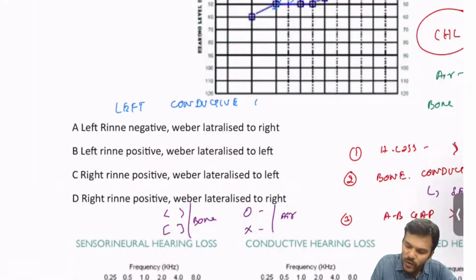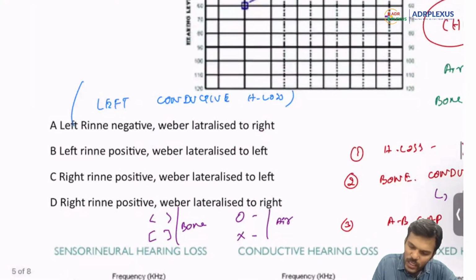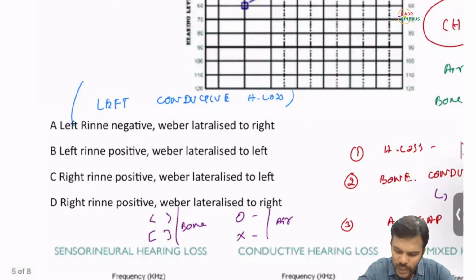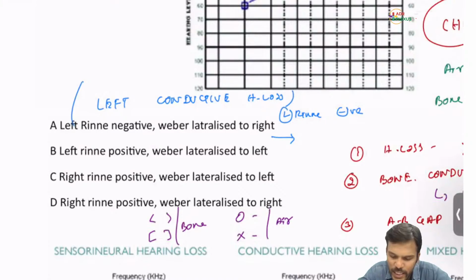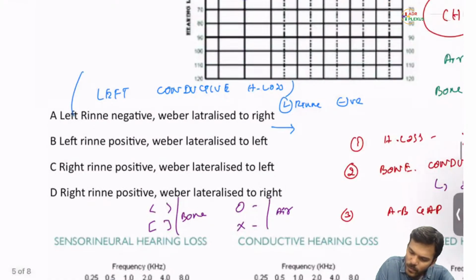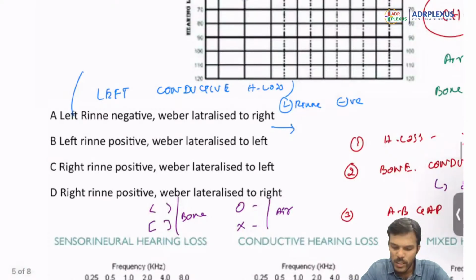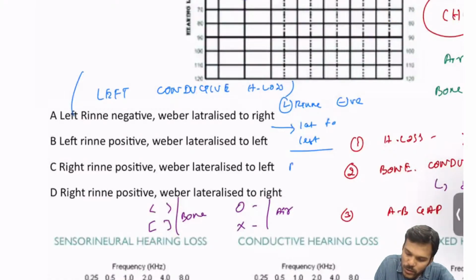Okay. So if it is a left conductive hearing loss, we should be looking for left Rinne negative, Weber lateralizes to left. Can you find this answer? Left Rinne negative, Weber lateralizes to right is given, so we leave this. Left Rinne negative, Weber lateralizes to left is not in the options. So what could be the answer? See, it could be left Rinne negative, right Rinne positive.